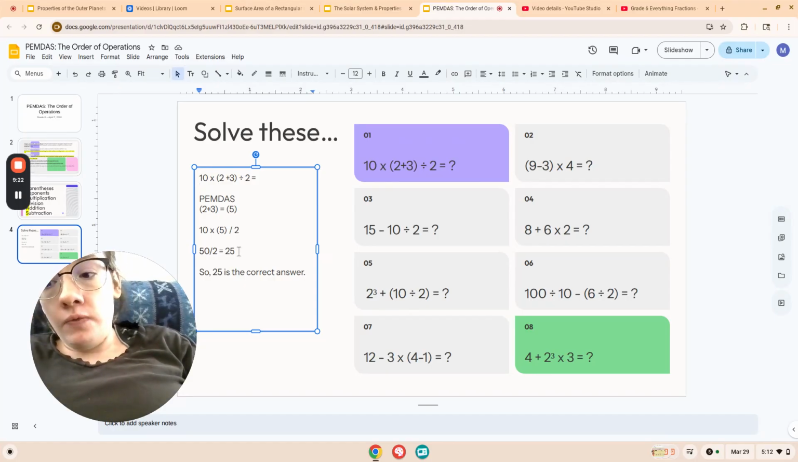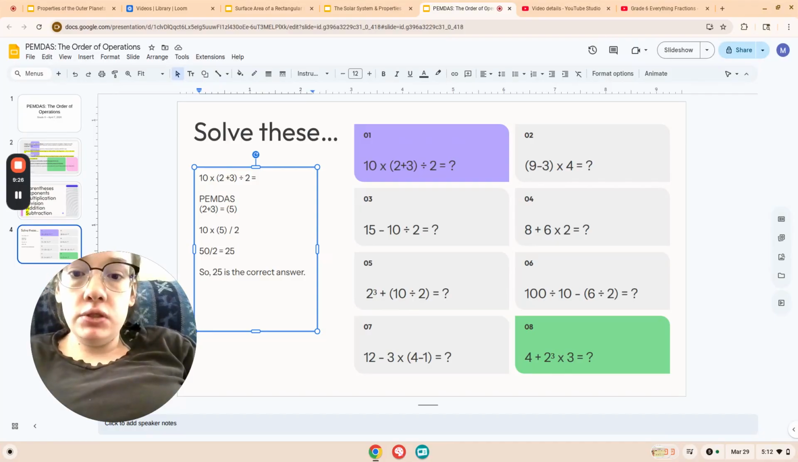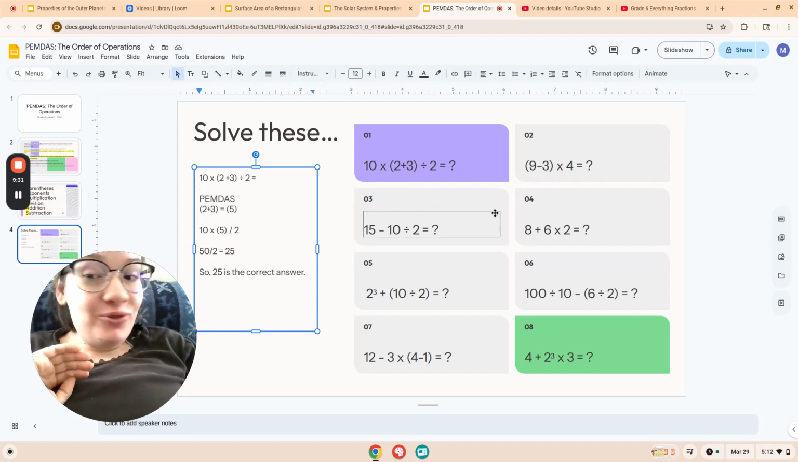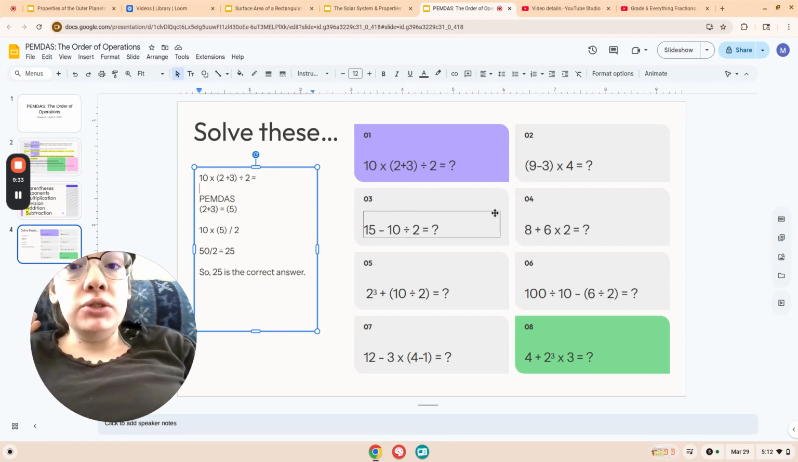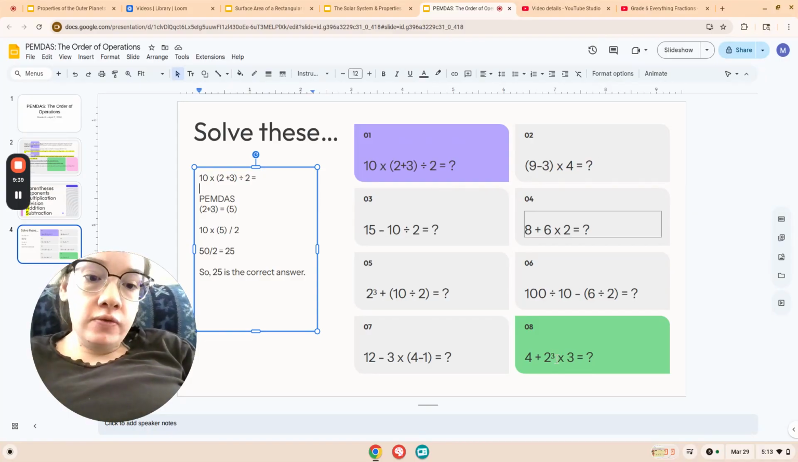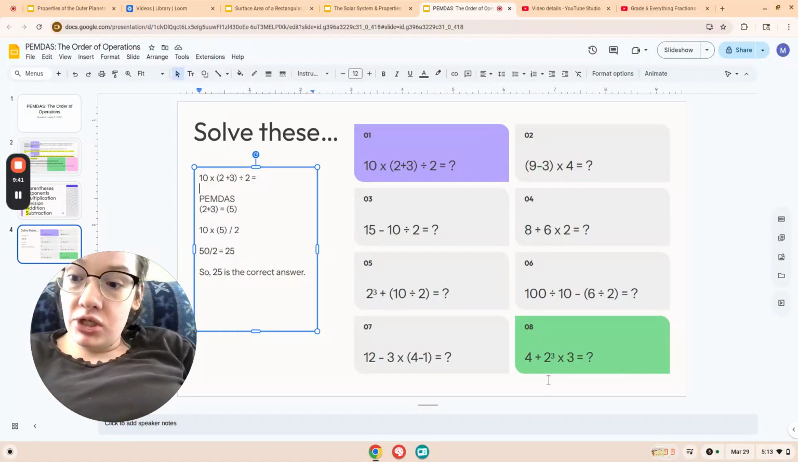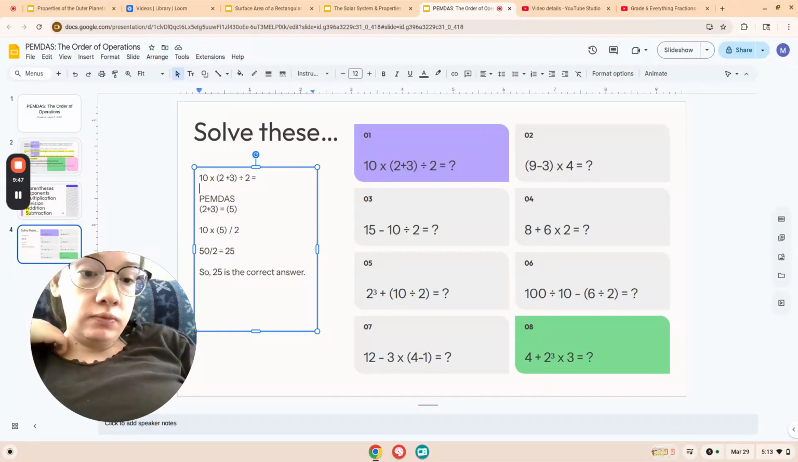Okay, so 50 divided by 2 is 25. So 25 is your correct answer. I am not going to do every question for you. This is where I want you to use your critical thinking skills. You're memorizing the PEMDAS formula to solve the rest of the questions. And I want you to write them in your notes so I can collect those.